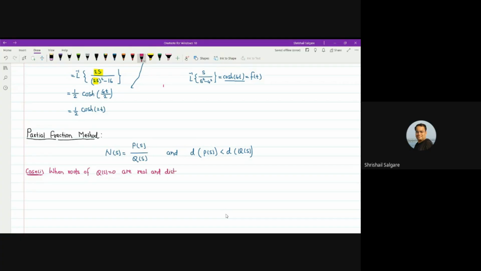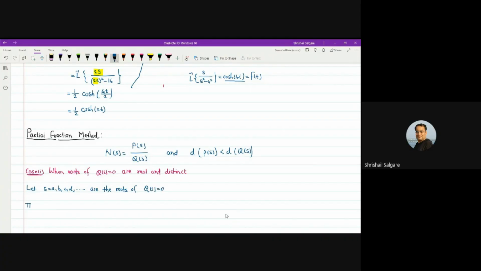I am going a different way; I am going to use the result. That's why I'm explaining. Suppose s is equal to a, b, c, d, and so on are the roots of Q of s equal to 0.